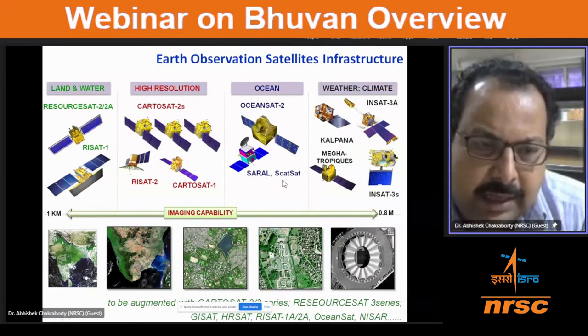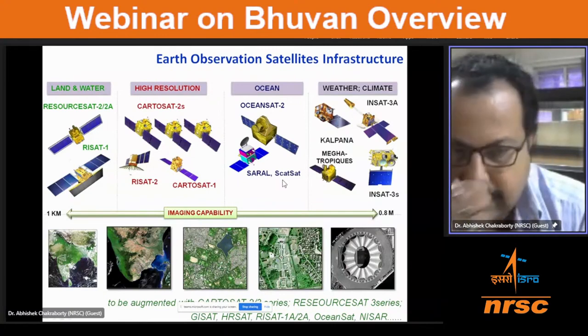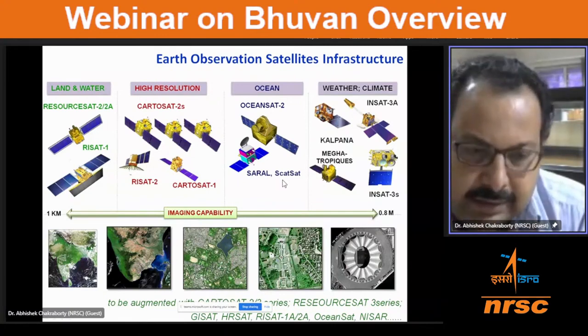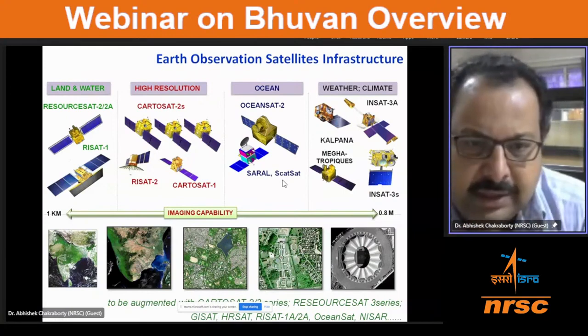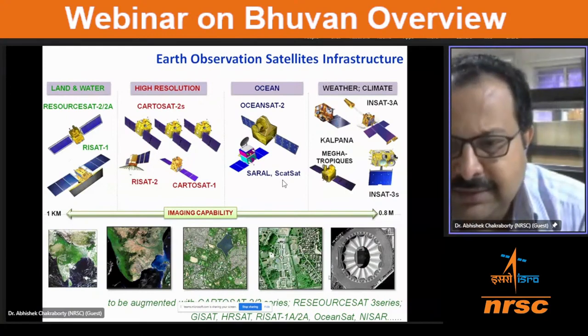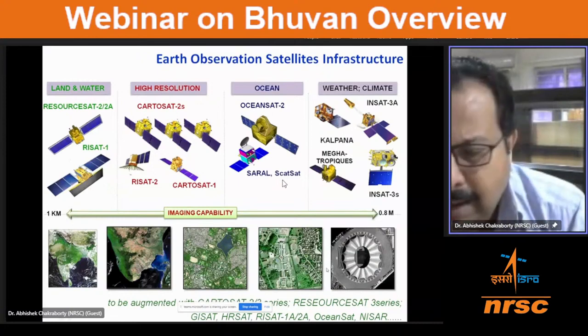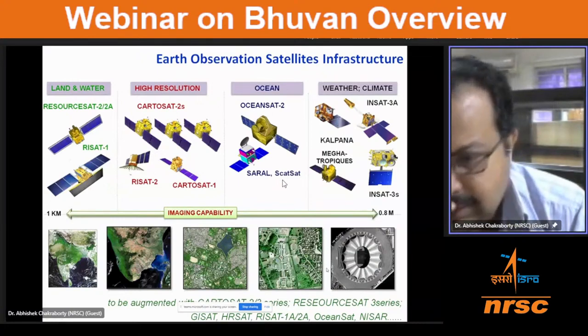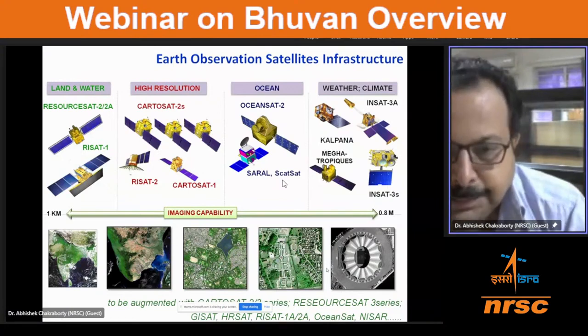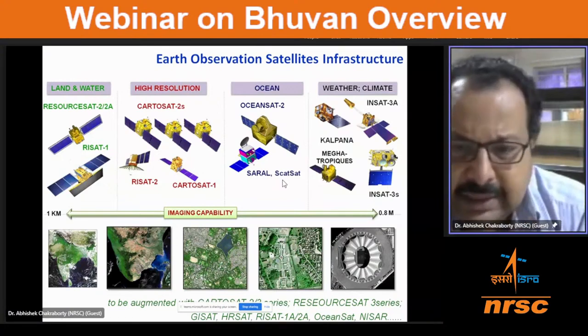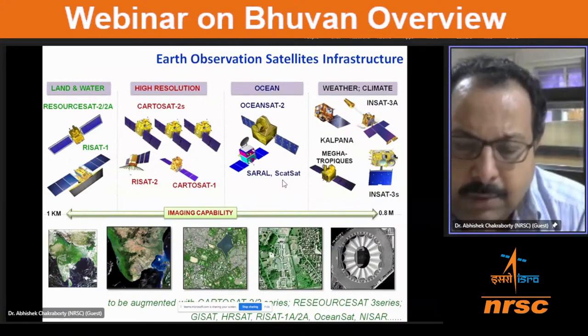So if we have national level applications, we go for a satellite where we can cover the whole nation every day, if not sub-daily. Then we have the regional applications, then we have very specific applications for cadastral mapping or urban applications, which require very high resolution. But as far as agriculture is concerned, our resolution requirement is moderate.